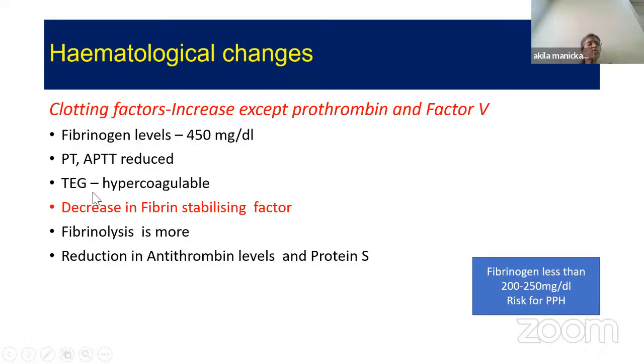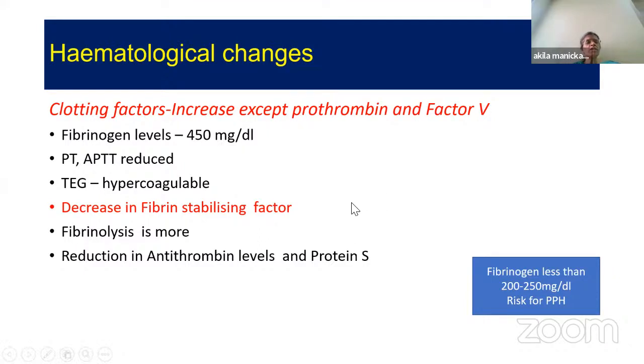So it is very important that you use dynamic tests of coagulation to assess the quality and strength of clotting in a bleeding patient rather than go for conventional tests. The next thing to decrease is your fibrin stabilizing factor. So there is an activated clotting, but at the same time the fibrinolysis is also more, and there is a decrease in fibrin stabilizing factor.